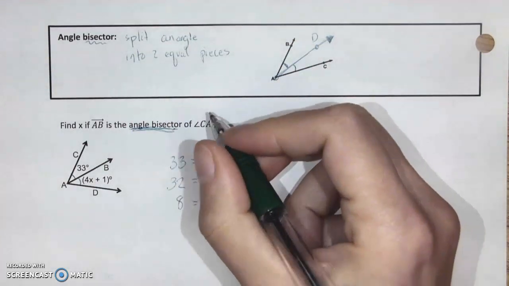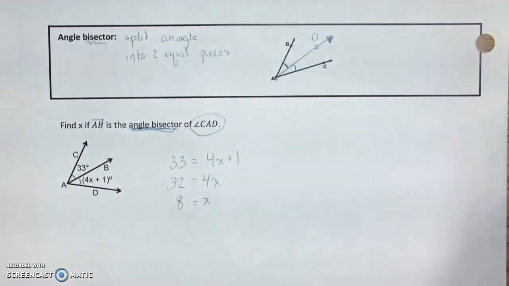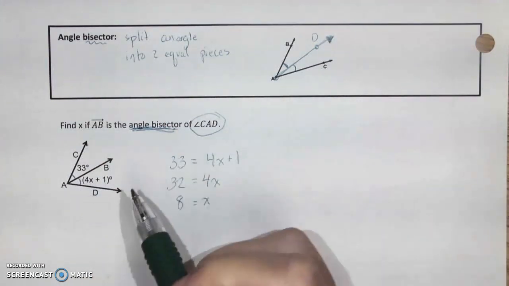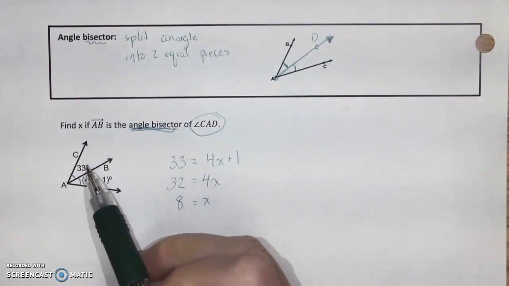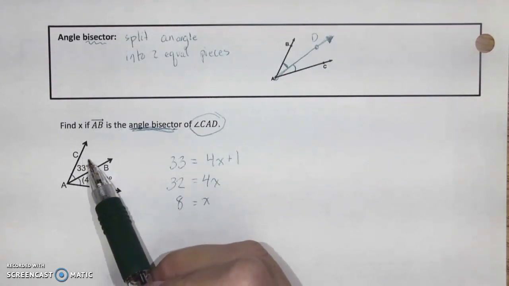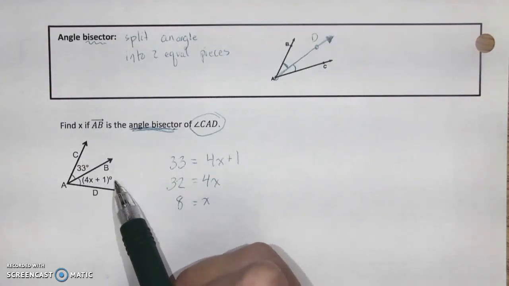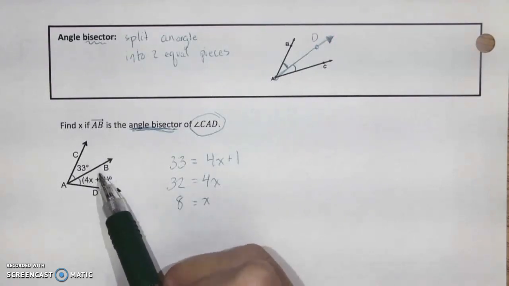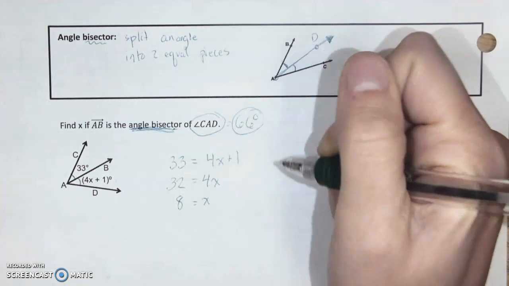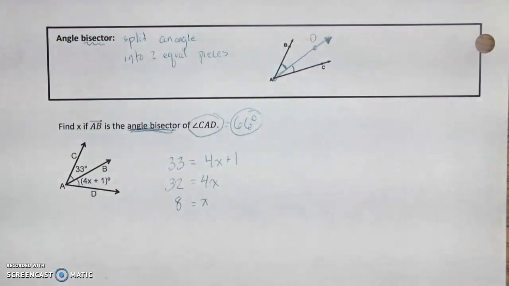I guess it's not actually my final answer because I'm looking for the angle CAD. So CAD is going to be the full distance here. But again, I actually could have skipped all of this, because if I know that this is an angle bisector and this is 33, then this must also be 33, giving me a total distance of 66 degrees. And that would be the end.